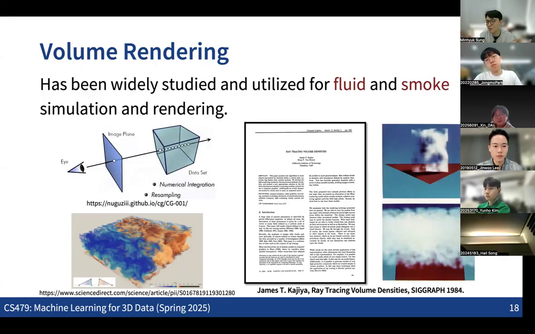So lots of the people in graphics have been trying to develop techniques for how we can render not solid objects, but some kind of liquid, fluid, and smoke, using some kind of rendering pipelines. And there is actually a huge literature on how we can do this kind of thing. Obviously, we are not going to get into too much detail for that.